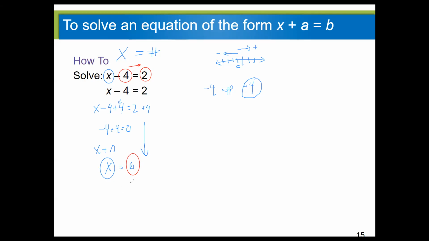X equals 6. If I plug this back into the original, I would say 6 minus 4 equals 2. Is that true? Yes. It's a correct solution. Is this problem solved? And I did that by doing the same thing to both sides of the equation and trying to essentially move numbers around, or eventually move letters around, by utilizing their opposite.